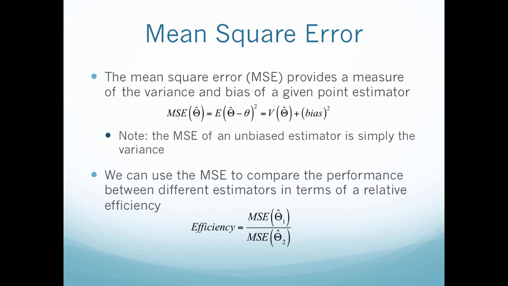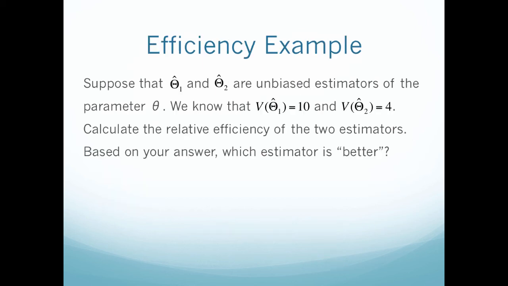You can remember all of that, or you can just remember you're going to want to use the one with the smaller mean square error. Okay, so note that if it is unbiased, then my efficiency would just be equal to the variance of one divided by the variance of the other, because we don't have to incorporate bias. So this is a nice shortcut if you have an unbiased estimator.